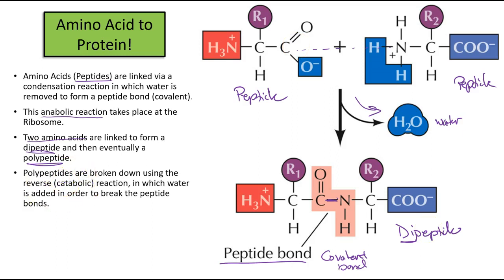Polypeptides are then going to be broken down. Say part of your diet is proteins. I think protein needs to be a staple within everybody's diet. These polypeptides, once consumed, are going to be broken down using a catabolic reaction, which is the exact opposite of an anabolic reaction, in which we have to put in water in order to split the bond to produce two individual peptides from a polypeptide.